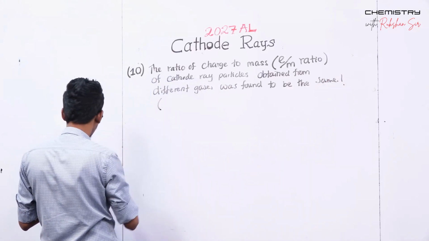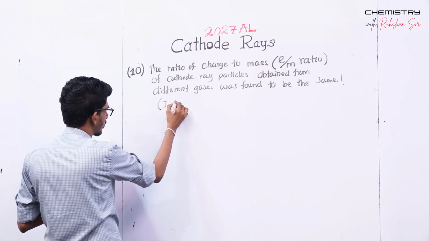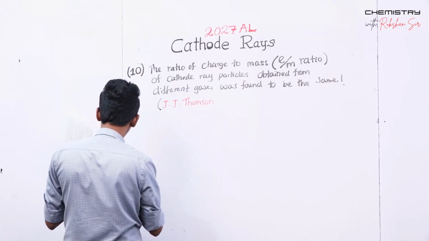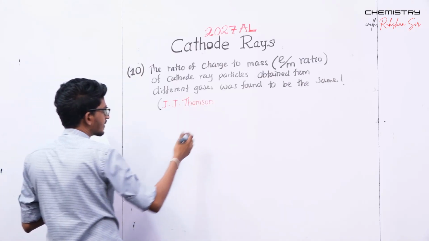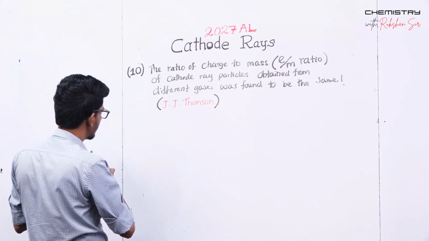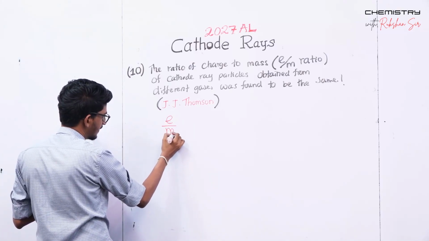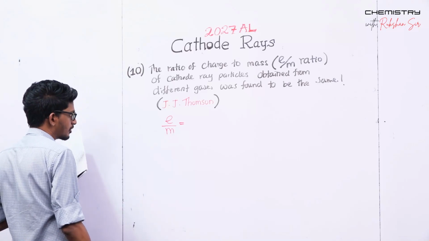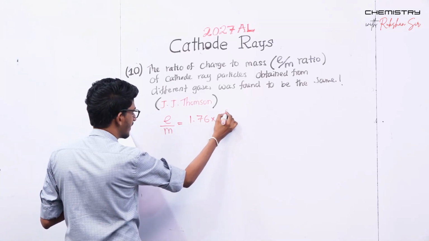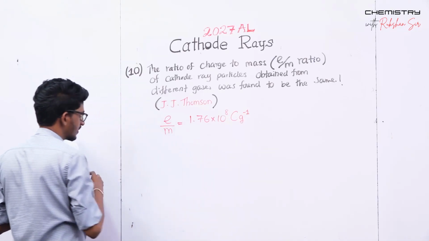This observation was first made by J.J. Thomson. He is a scientist who first observed this characteristic of cathode rays. And he came up with a value for this ratio as well. That value is 1.76 × 10^8 coulombs per gram. This is the value he came up with.